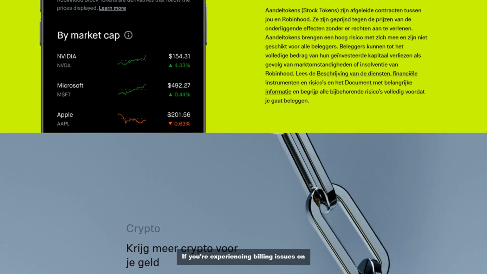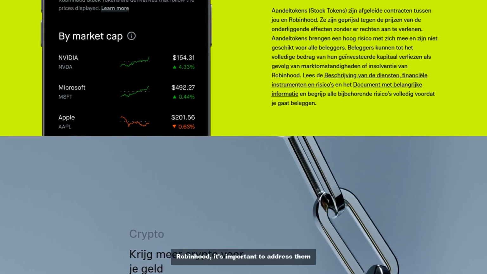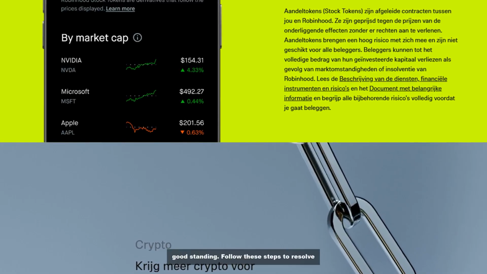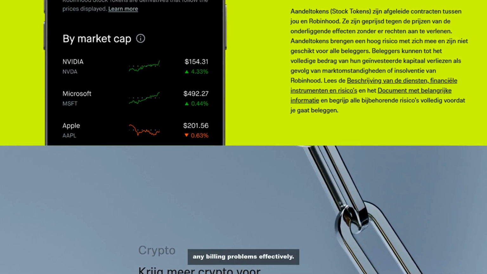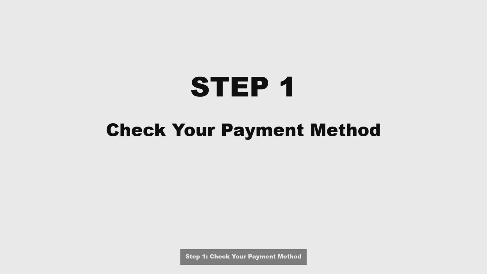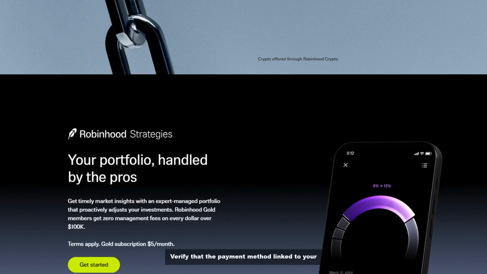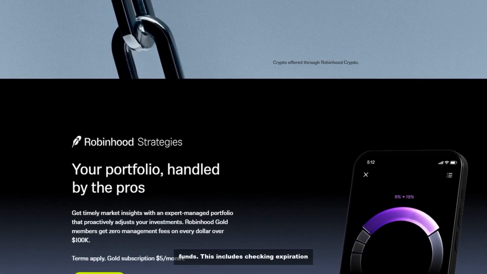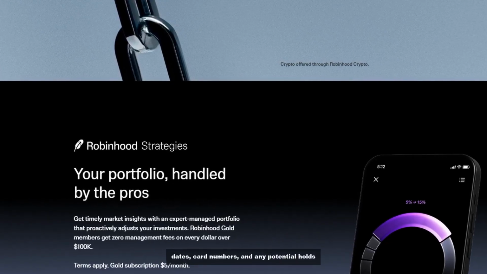If you're experiencing billing issues on Robinhood, it's important to address them promptly to ensure your account remains in good standing. Follow these steps to resolve any billing problems effectively. Step 1. Check your payment method. Verify that the payment method linked to your Robinhood account is valid and has sufficient funds. This includes checking expiration dates, card numbers, and any potential holds on your account.